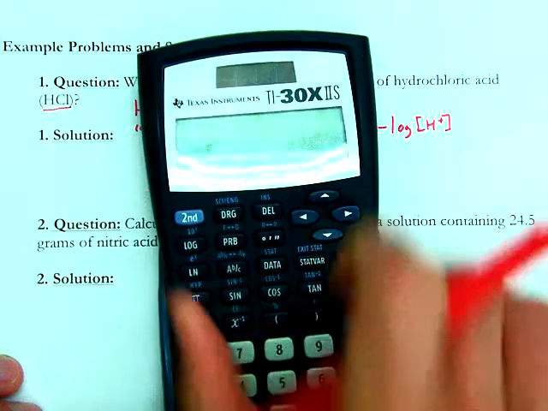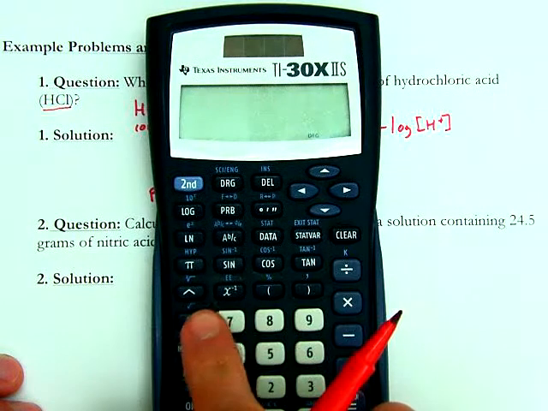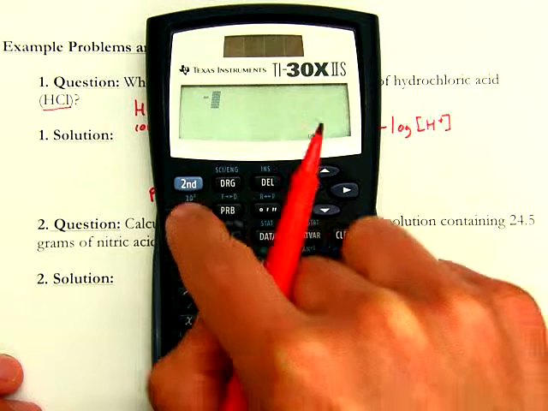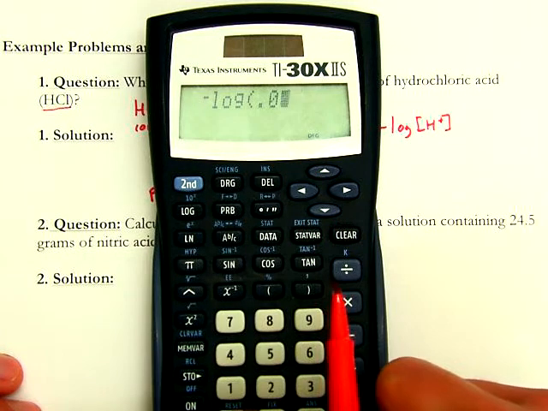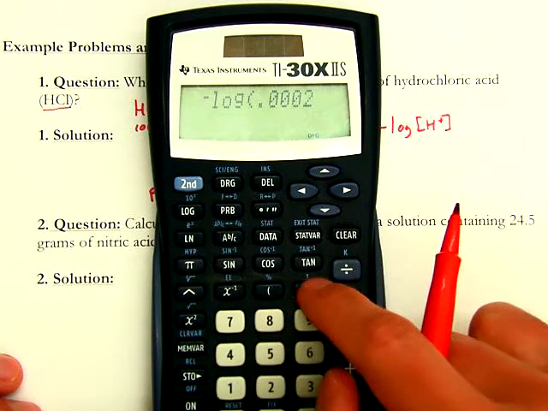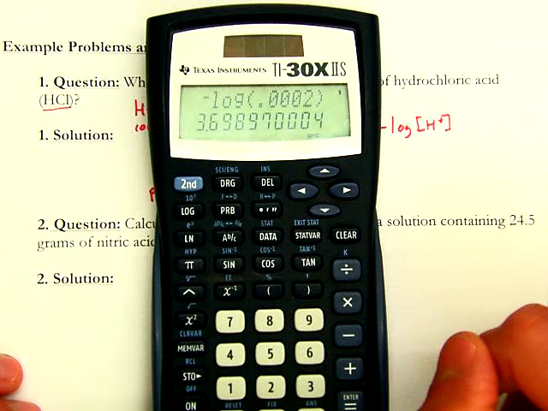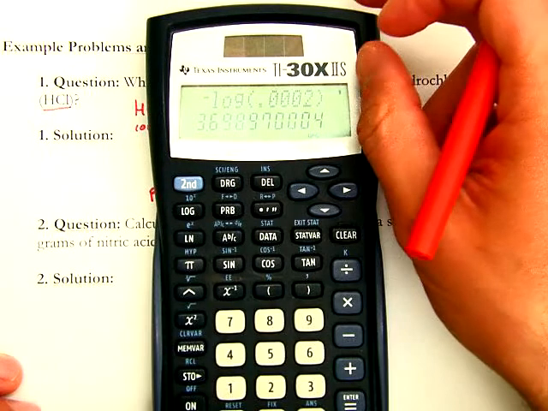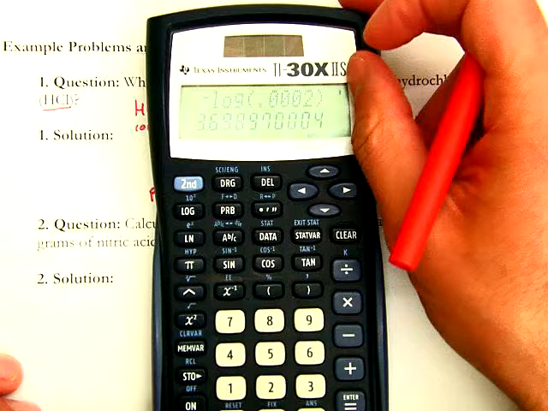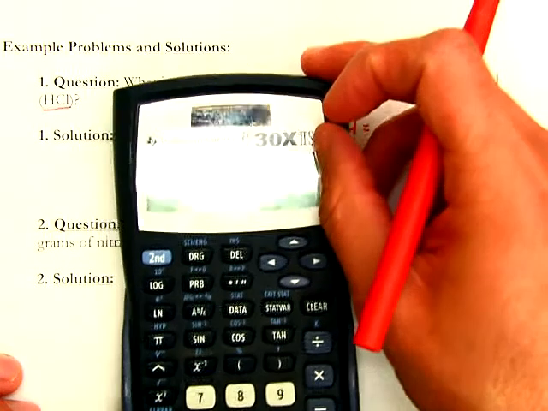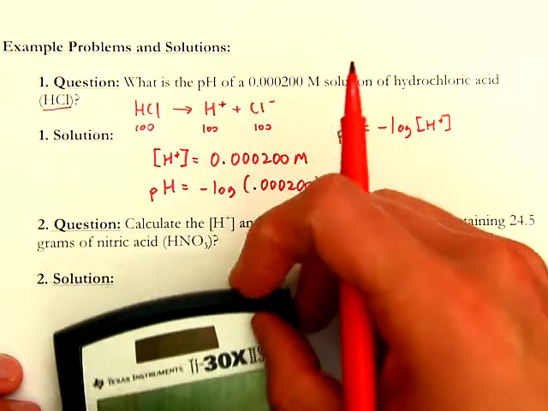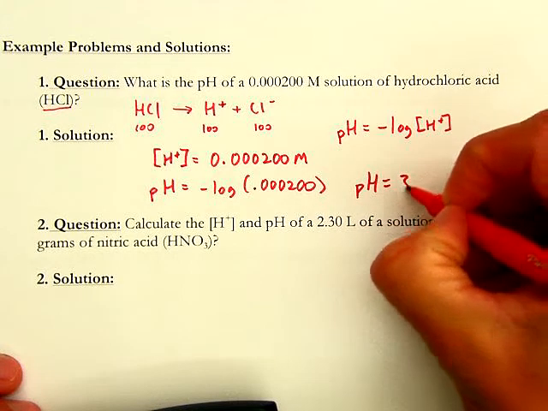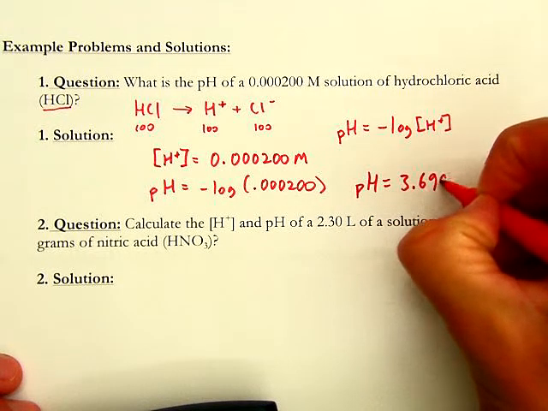So fortunately for us, there is just a log button on the calculator. So I can just say negative log of 0.0002, and it will give me my answer, which is 3.699. So pH equals 3.699.